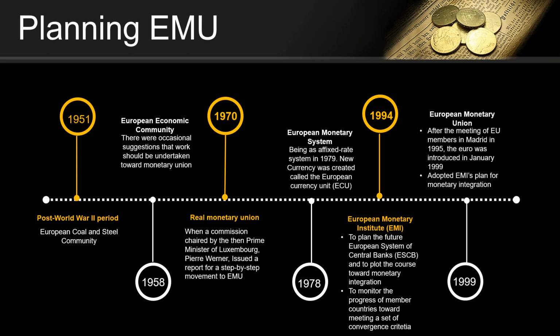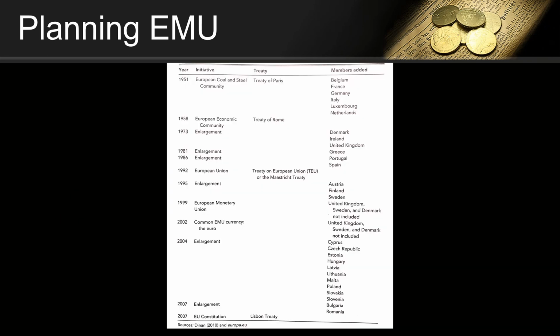After the meeting of EU members in Madrid in 1995, the euro was introduced in January 1999. They also adopted the EMI plan for monetary integration. So this slide is just a summarized time frame of planning the EMU. In the next slide, I'm going to show you more detail. This is a table that shows the evolution of the European Union. It's basically the same as the previous slide, but the table here shows us the members added in a particular year.